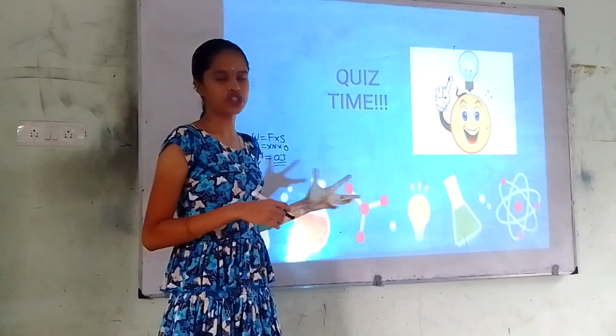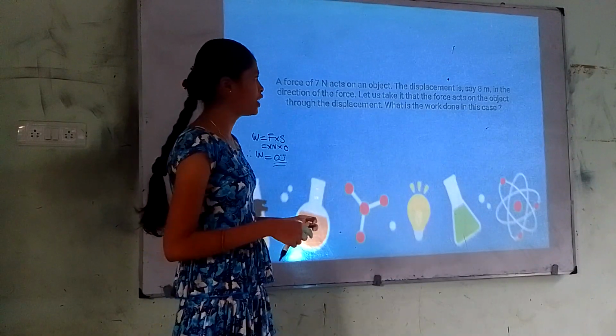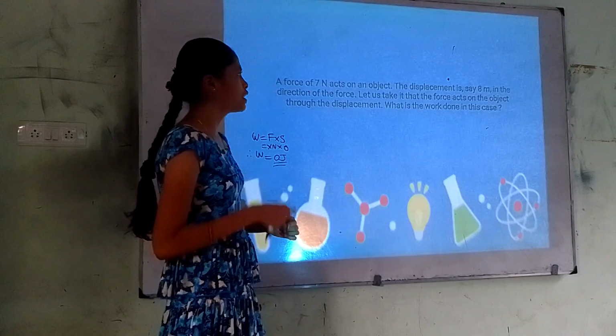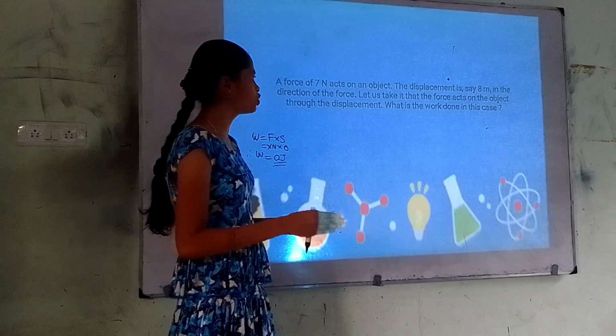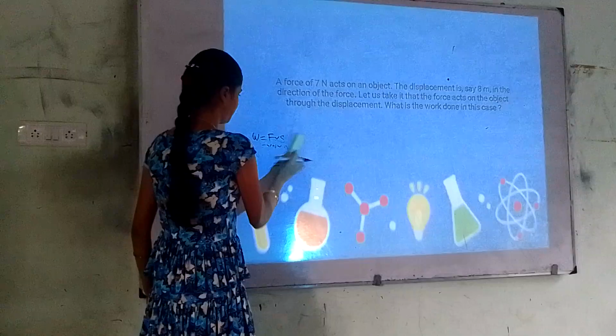Now we can see some questions related to the work done. A force of 7 Newton acts on an object. The displacement is 8 meter in the direction of the force. Let us take it that the force acts on the object through the displacement. What is the work done in this case?